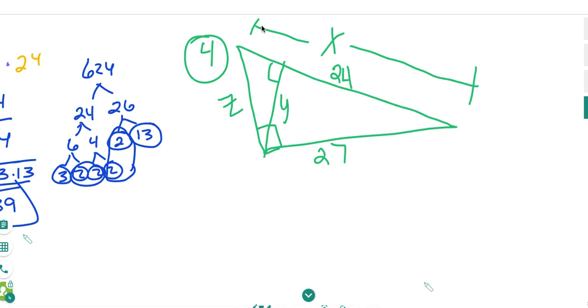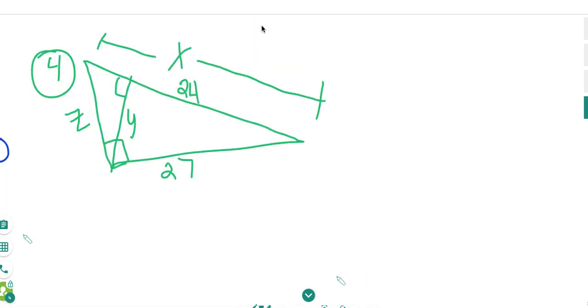All right, let's go ahead and take a look at this one now. Again, we are trying to find x, y, and z. All right, so the first one that we're going to look for is we're going to use the hypotenuse and leg. So let's see if we can find x.